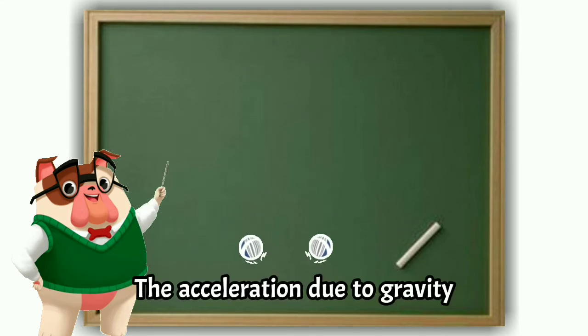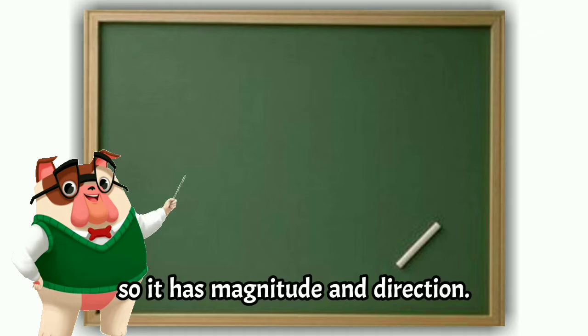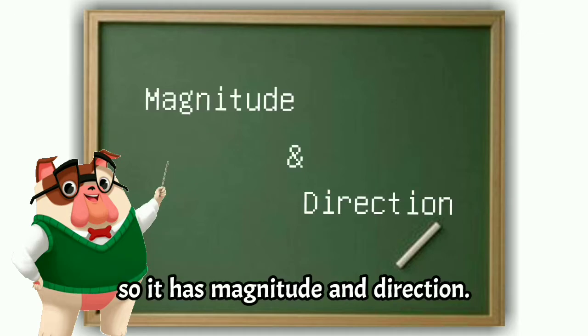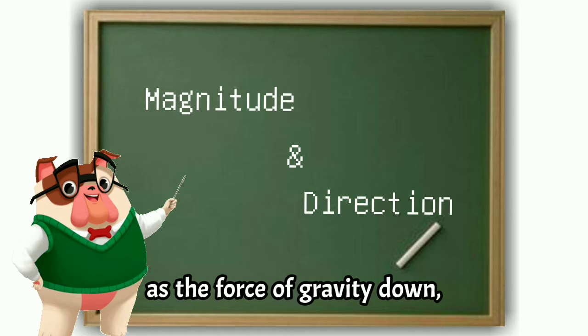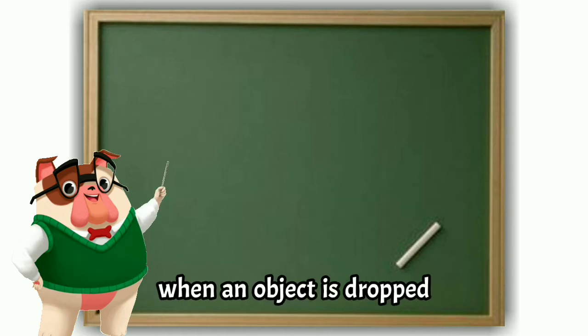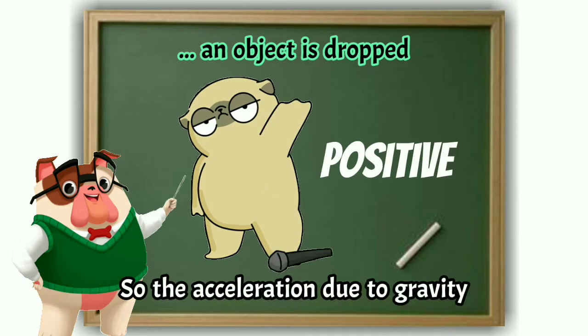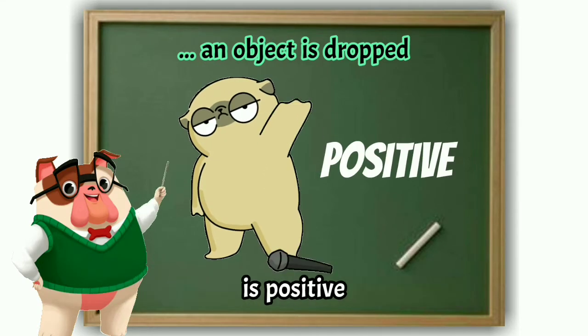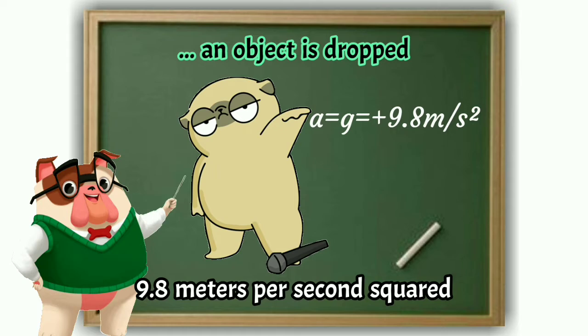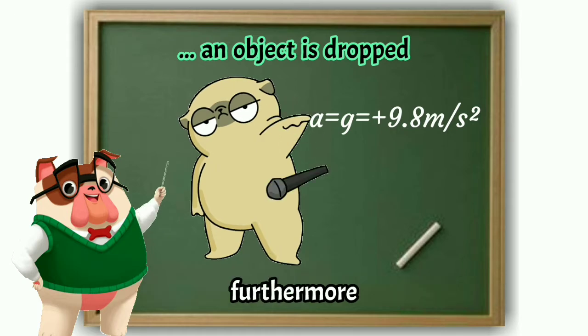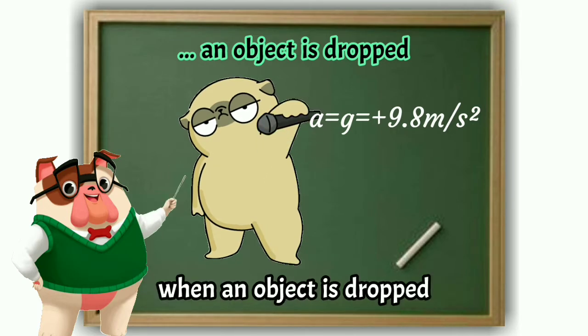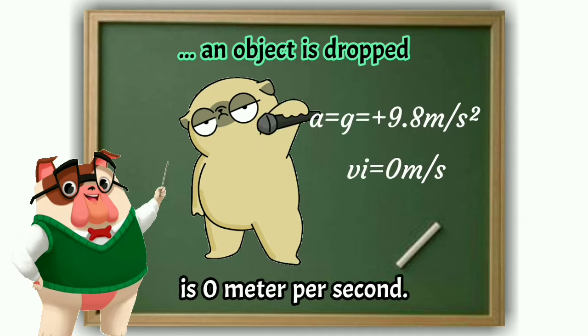The acceleration due to gravity is a vector, so it has magnitude and direction. It has the same direction as the force of gravity: down. When an object is dropped, we make the direction down positive. So the acceleration due to gravity is positive 9.8 meters per second squared. Furthermore, when an object is dropped, the initial velocity is 0 meters per second.